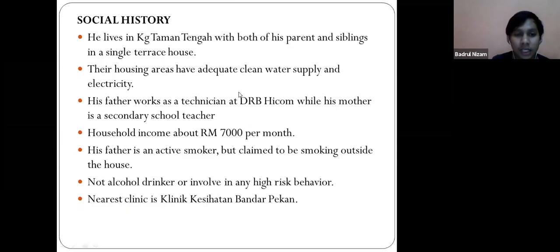For the social history, the patient lived in Kampung Taman Tengah, with his parents and siblings. The house was adequate with water supply and electricity. His father worked as a technician, while his mother is a secondary school teacher. The household income is about 7K per month. His father is an active smoker, but claimed to be not smoking inside the house. There is no history of high-risk behavior in the family. The nearest clinic is Klinik Kesihatan Bandar Pekan.